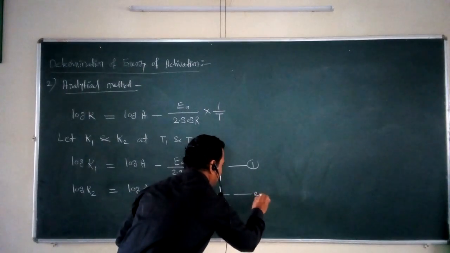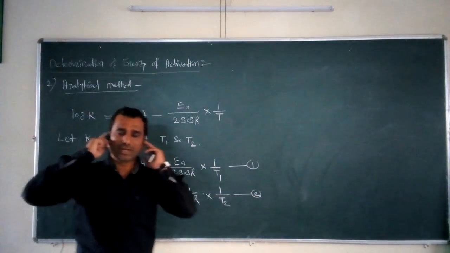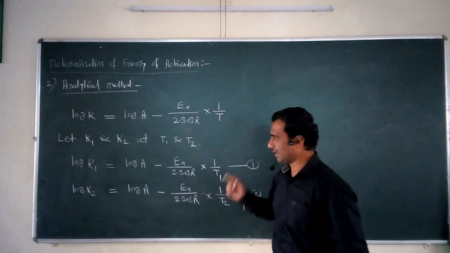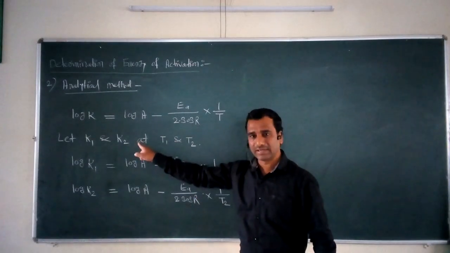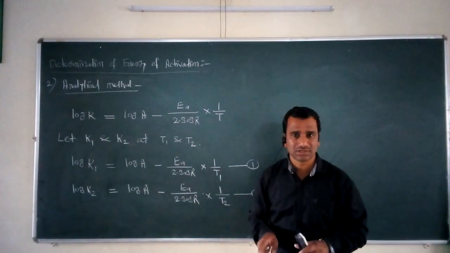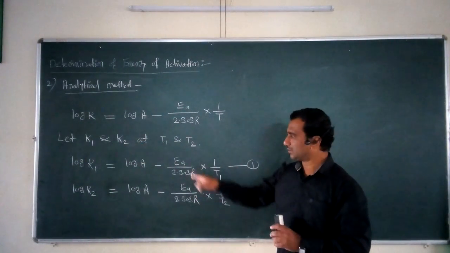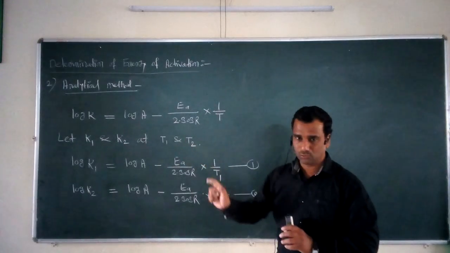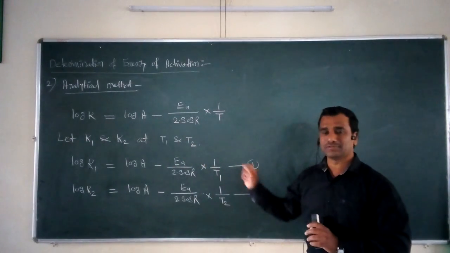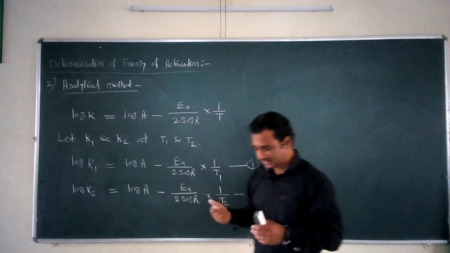So that is equation number 2. These two different forms of the equations are obtained by assuming K1 and K2 are the two different rate constants of a particular chemical reaction at the two different temperatures T1 and T2. Once you obtain these two forms, equation 1 and 2, what do you have to do next?